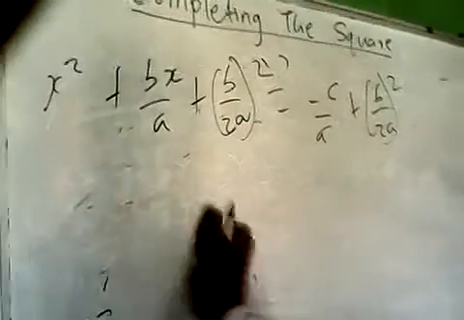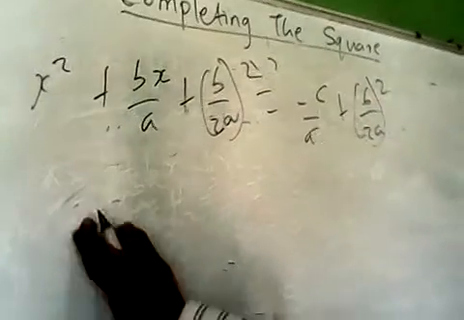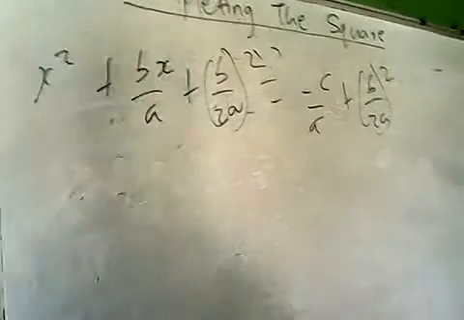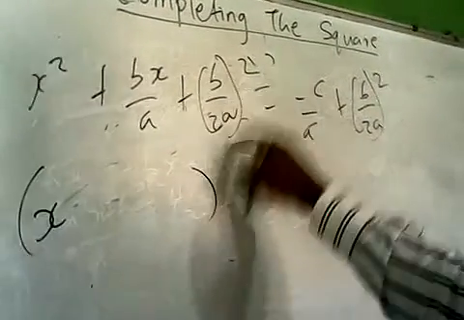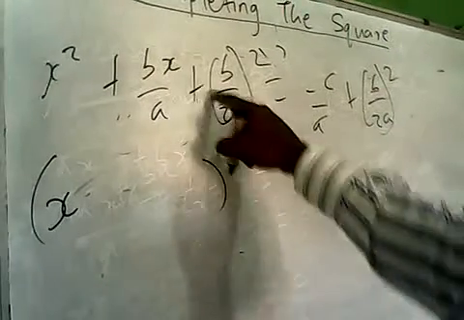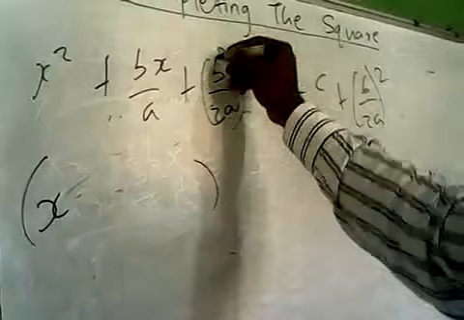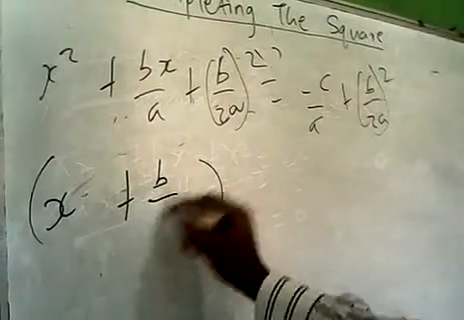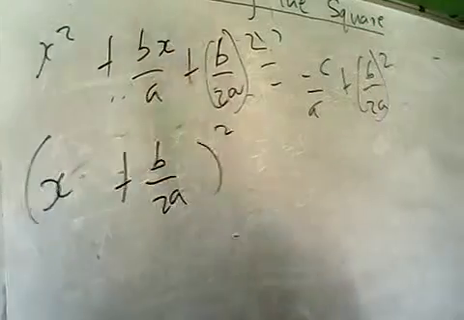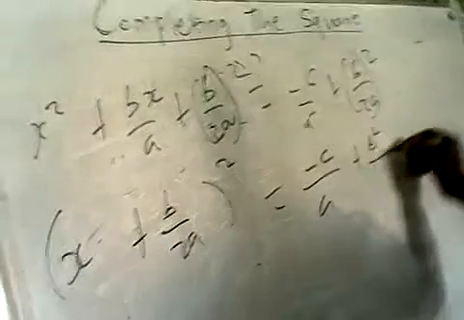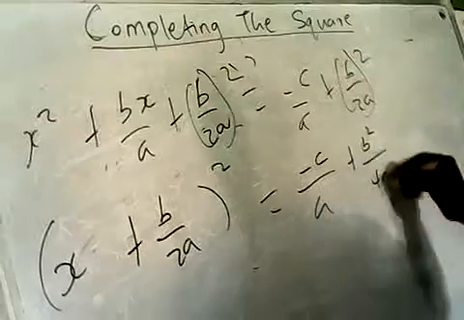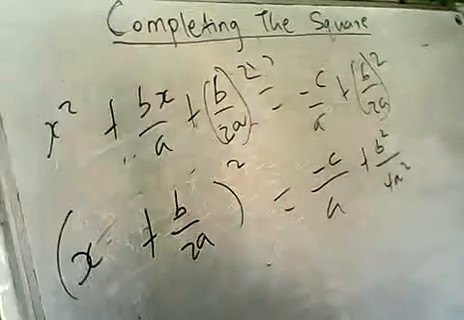Now step 4. We look at the equation and make the expression on the left hand side a perfect square. To achieve that, we open a bracket, write x here, then b over 2a here. If it is minus b over 2a we write it here, but in this place we have plus b over 2a. We write plus b over 2a, then square the bracket. So we have successfully made the left hand side a perfect square. Now the right hand side is minus c over a plus b squared over 4a squared. So that is step 4 completed.